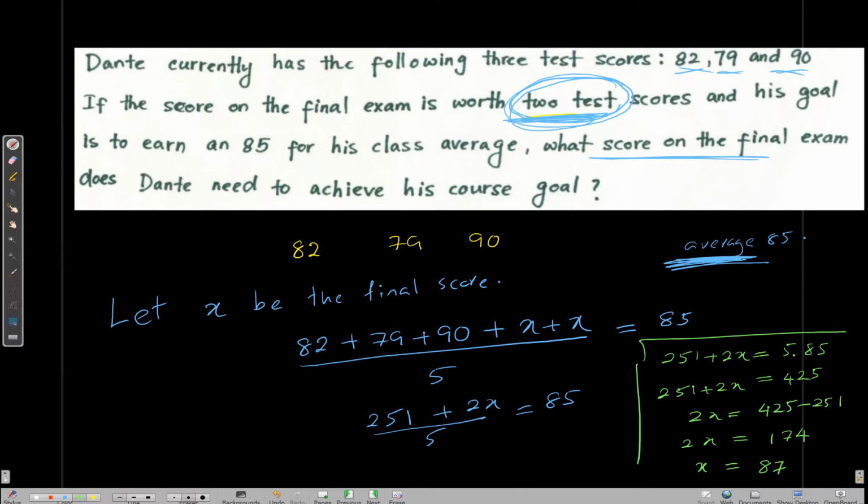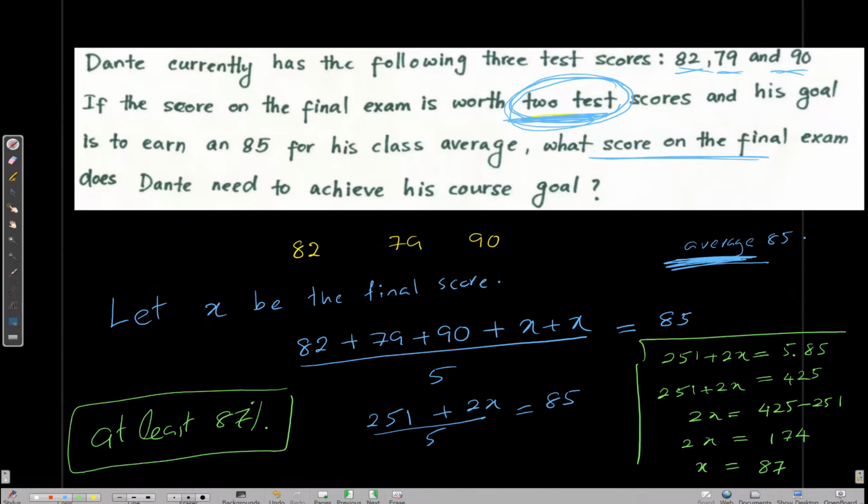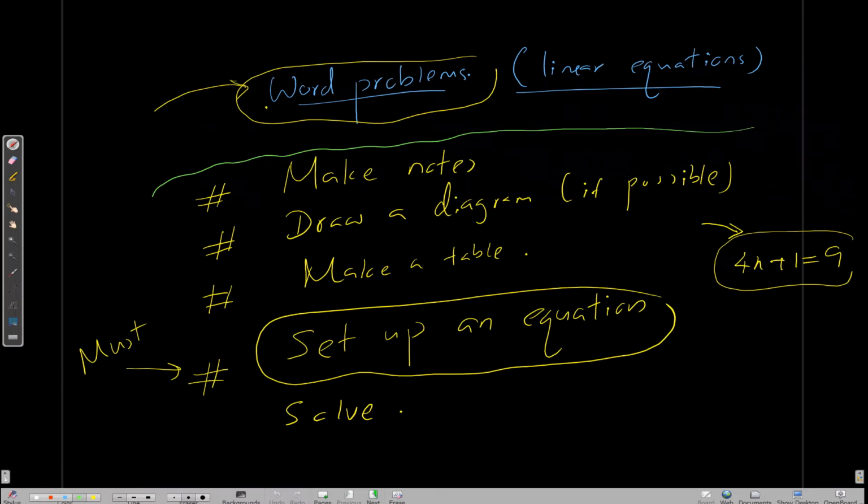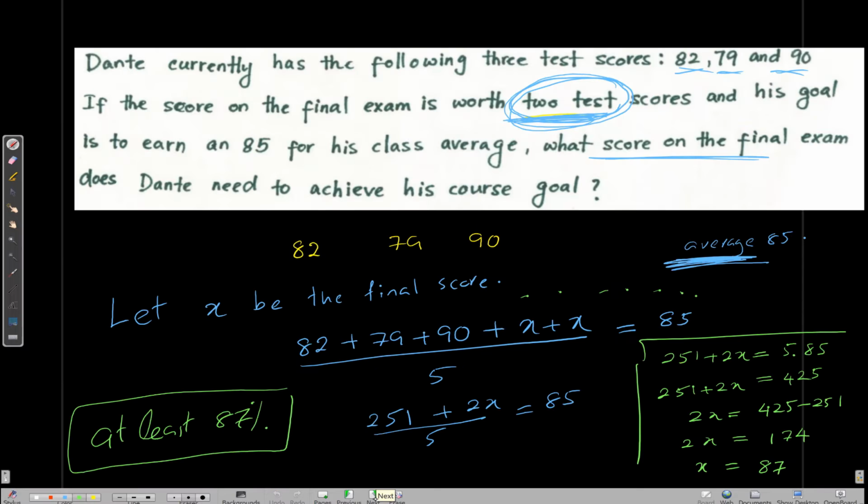So, what score on the final exam does Dante need to achieve? He needs to get at least 87. It's better to get more than that, but he needs at least this much. Okay. So in this example, and in any word problem, the most important part is setting up the equation. That's why I told you about these tips earlier. See, these tips can be helpful. In that example of ours, we made some notes, a little bit of diagrams and tables, and set up the equation. Let's keep looking at more examples.